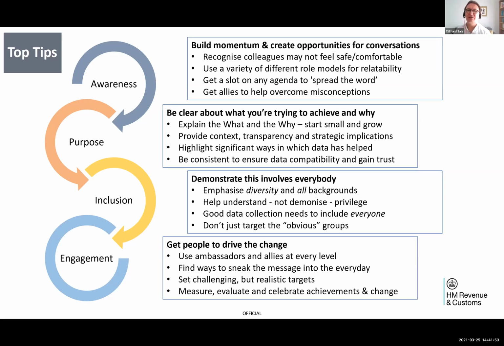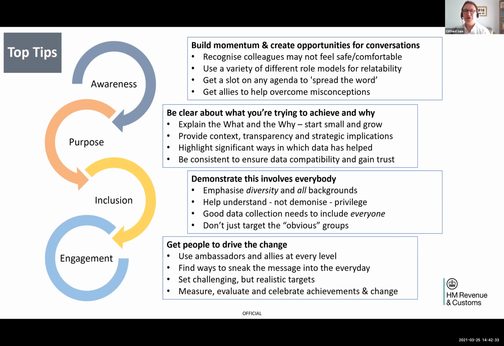So provide context and transparency and strategic implications. Andrew just mentioned there the golden thread, showing how gathering this data links to other things and why it's important. So don't communicate in a vacuum, provide the bigger picture and explain what the longer term prospects are. Highlight significant ways in which data has helped. So provide proper examples of how data has been used to drive initiatives and improvements that people can recognize and relate to. "You told us this and we introduced Stride as a result" is a really good and powerful tool that we use.